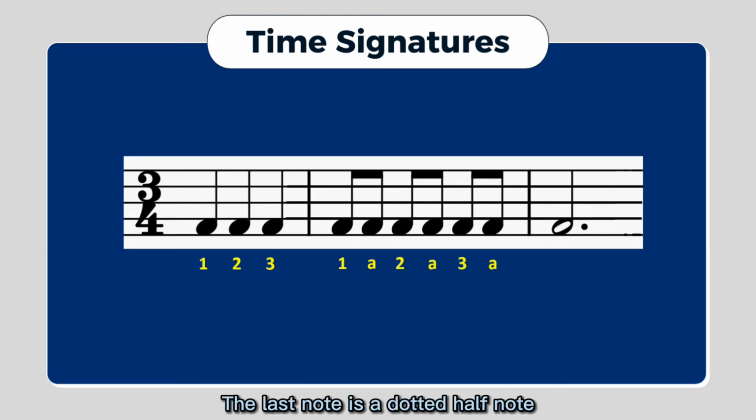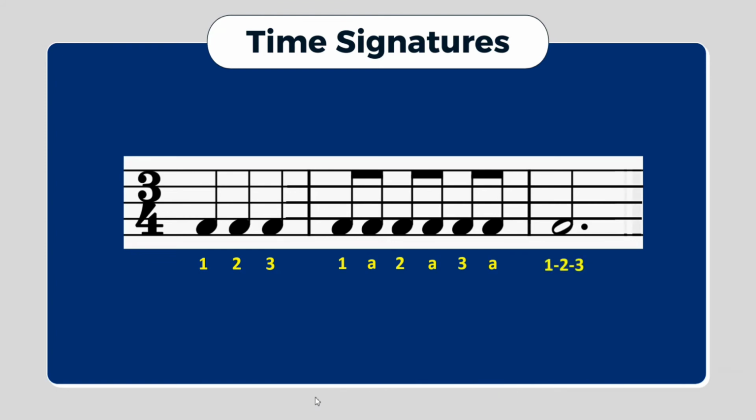The last note is a dotted half note which has 3 counts. So we automatically count 1, 2, 3, double bar line. Done. Very good.